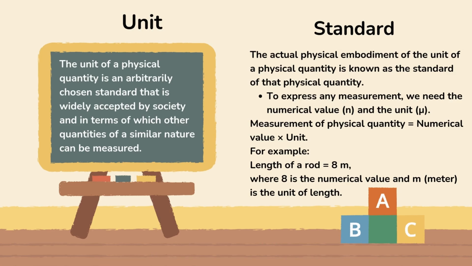Measurement of a physical quantity is equal to numerical value times unit. For example, the length of a rod is equal to 8 meters, where 8 is the numerical value and m, meter, is the unit of length.